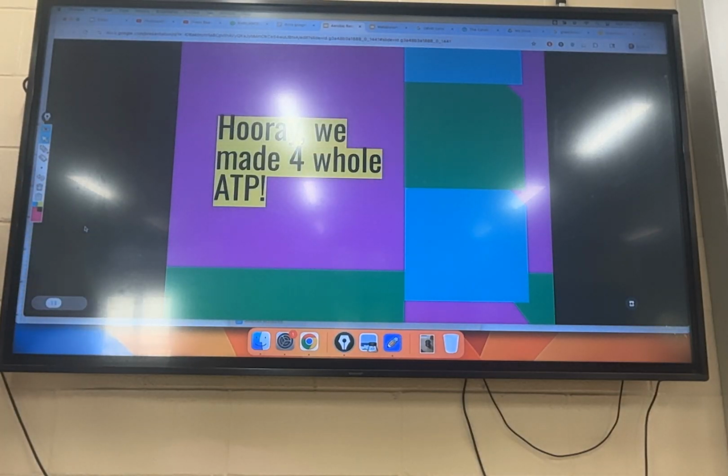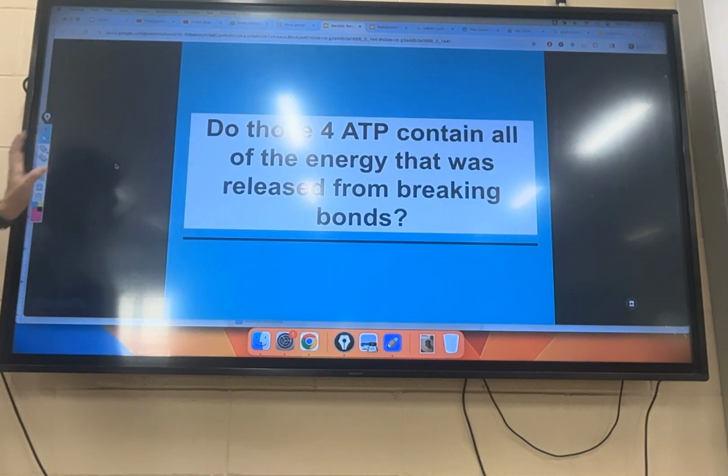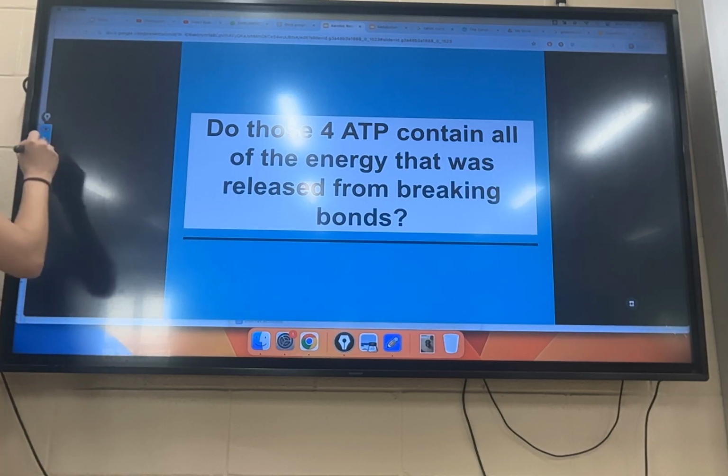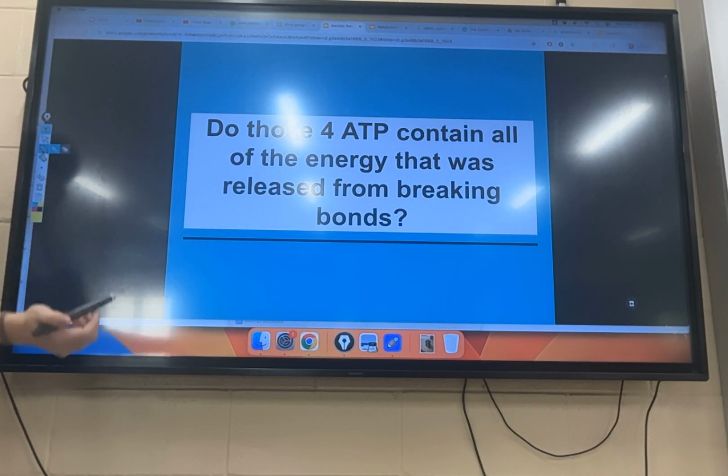Okay, so 4 ATP is not terrible, but we can do better. Do those 4 ATP contain all of the energy that was released from all of those bonds that we just changed? No. Where is the rest of it? Yeah, the shuttles.